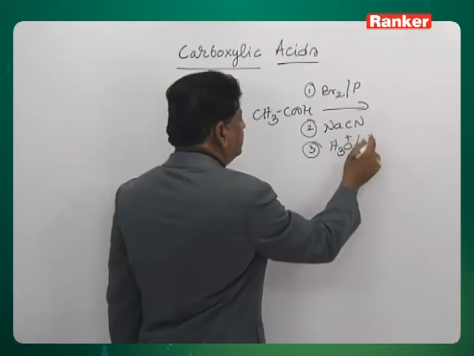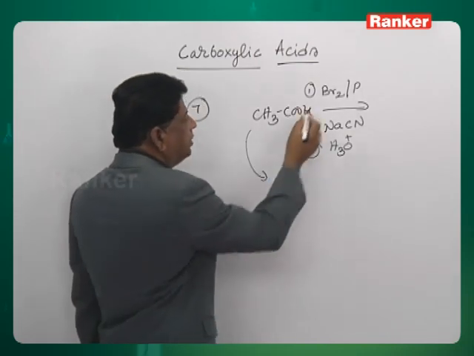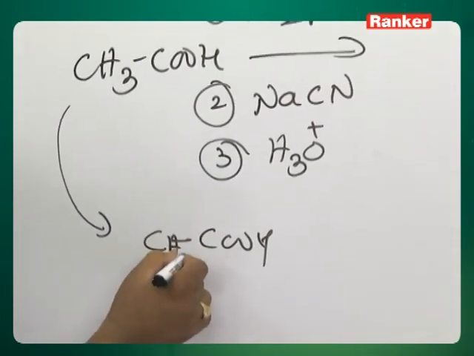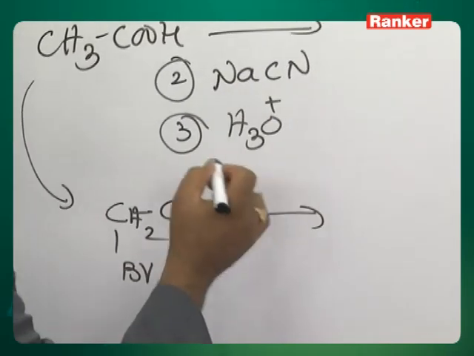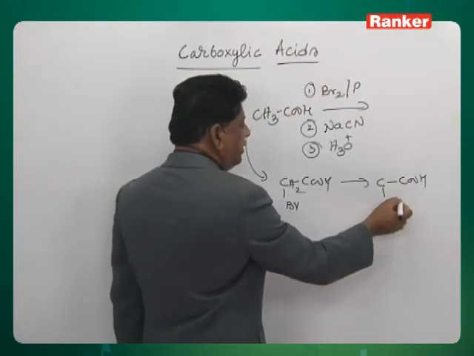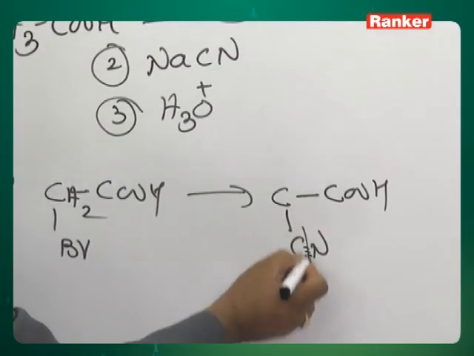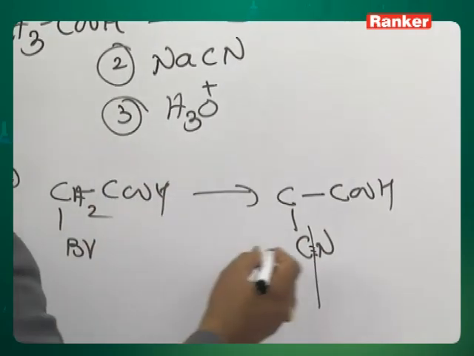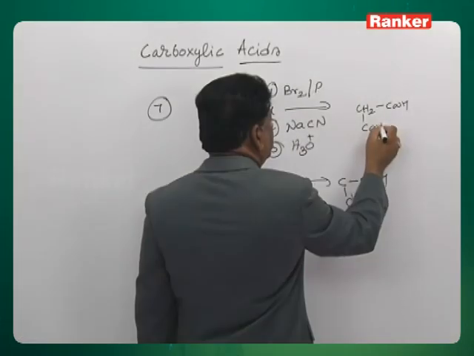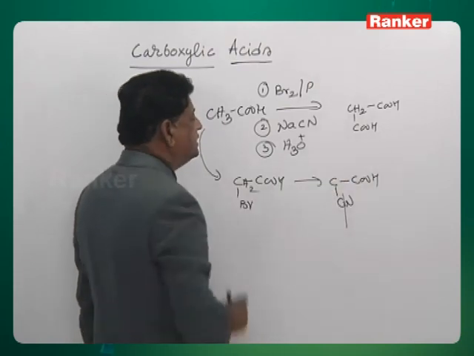In acidic medium. During the course of this reaction, first acetic acid will become alpha bromo acetic acid, a bromine enters here. This compound on treatment with sodium cyanide, second step, a cyanide enters in the place of bromine. It is a replacement reaction, a nucleophilic substitution reaction. This cyanide, having a triple bond, will undergo hydrolysis and become a carboxylic acid. So the final answer will be that 2 carboxylic acids are coming: the original carboxylic acid, and in addition, the halogenated compound converts into cyanide and hydrolyzes to give the acid.